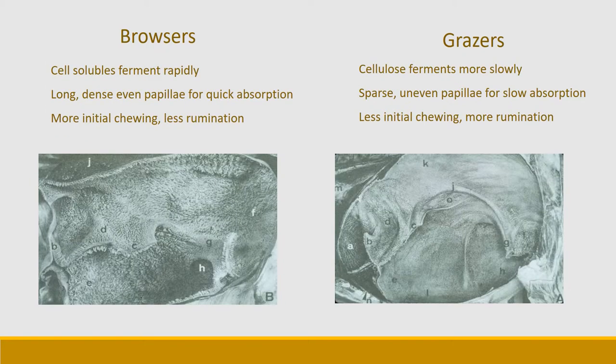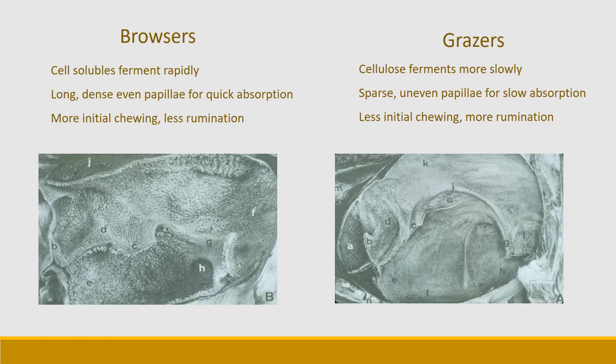The other thing is, because there's more cell solubles and less cell wall, the microbes are fermenting their food really fast, and that's creating some acid, and volatile fatty acids are being produced really fast. They need to absorb that really fast so that they don't cause trouble in their rumens. So if you look closely, you can see that the browser has all this papilla that looks like shag carpet, which increases the surface area for good absorption.